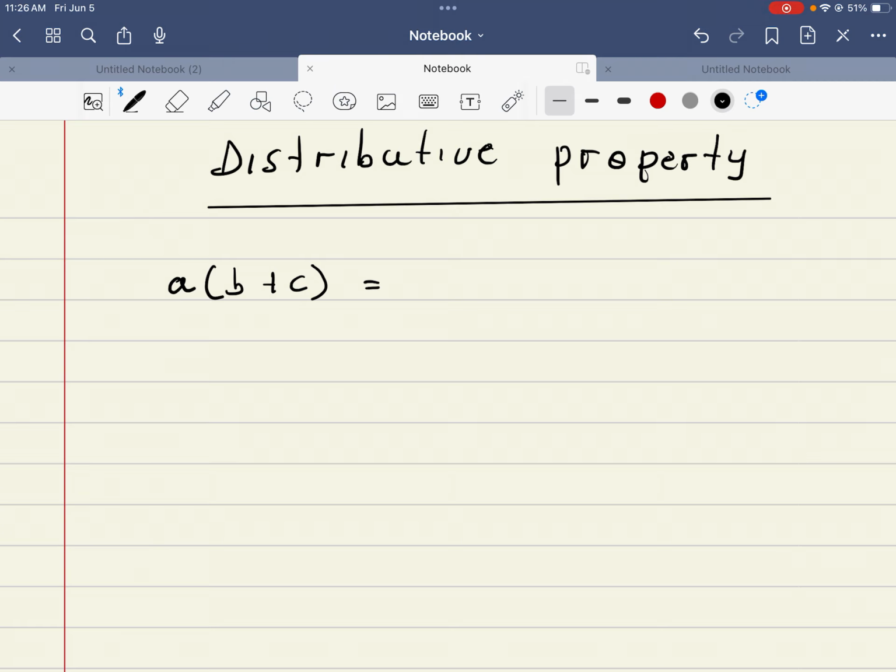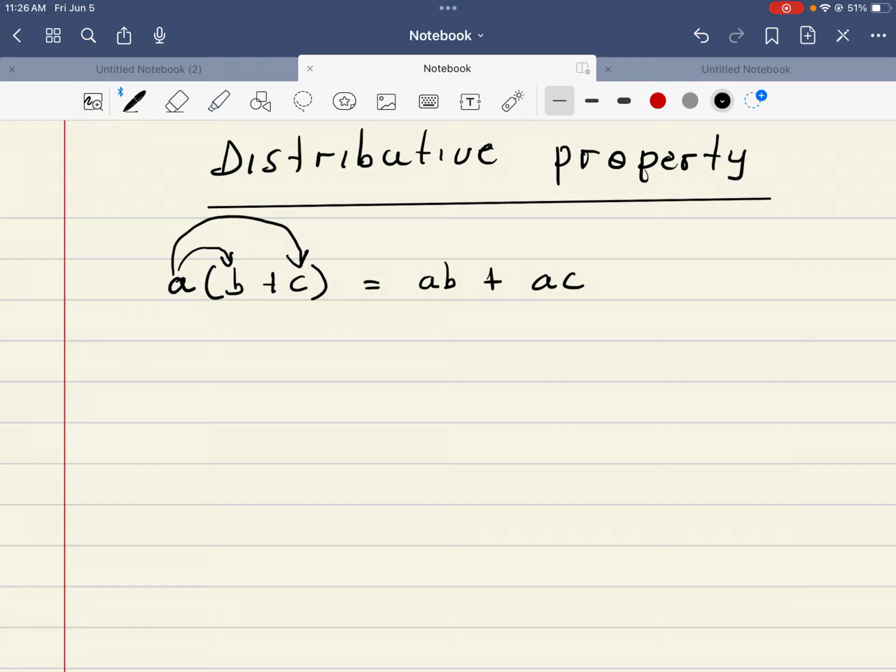Okay, so this is how the distributive property works. We have a here. You essentially multiply a times b, and then you do a times c. So that would give you ab plus ac. So that's what the distributive property is. You can see we're distributing a across the parentheses, b plus c.